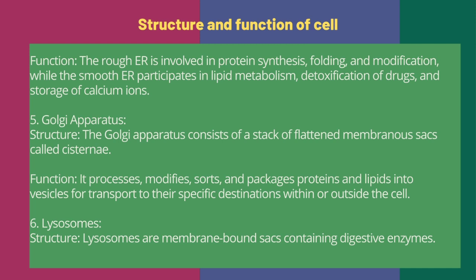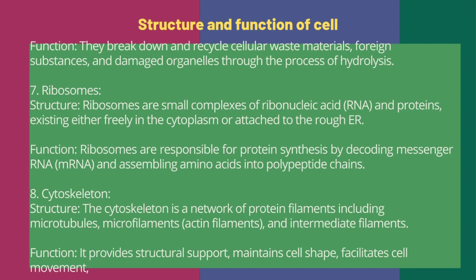Fifth is Golgi apparatus. Structure of Golgi apparatus. The Golgi apparatus consists of a stack of flattened membranous sacs called cisternae. Function of Golgi apparatus. It processes, modifies, sorts, and packages proteins and lipids into vesicles for transport to their specific destinations within or outside the cell. Sixth is lysosomes. Structure of lysosome. Lysosomes are membrane-bound sacs containing digestive enzymes. Function of lysosome. They break down and recycle cellular waste materials, foreign substances, and damaged organelles through the process of hydrolysis.